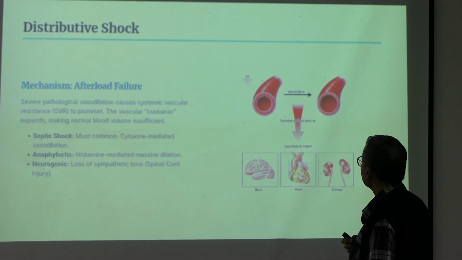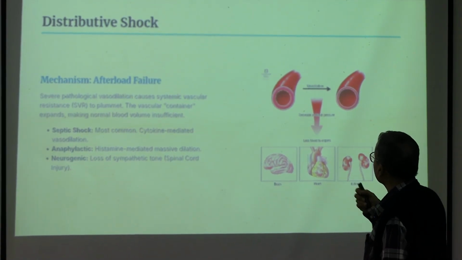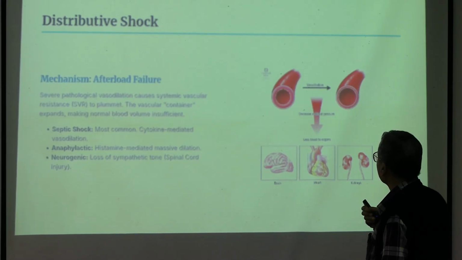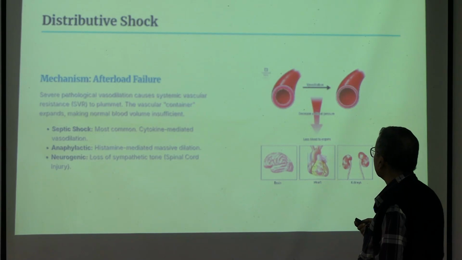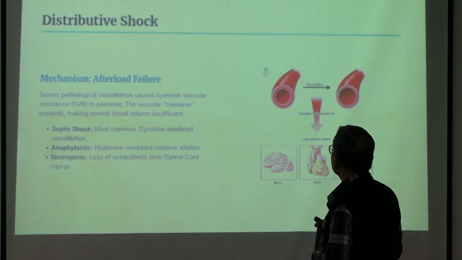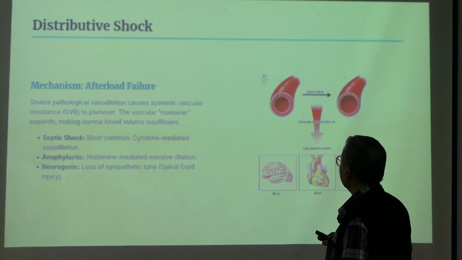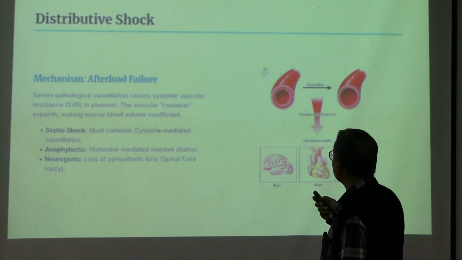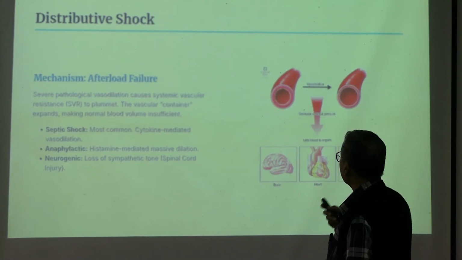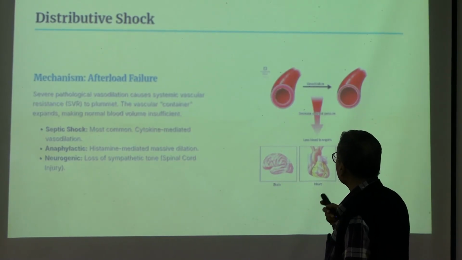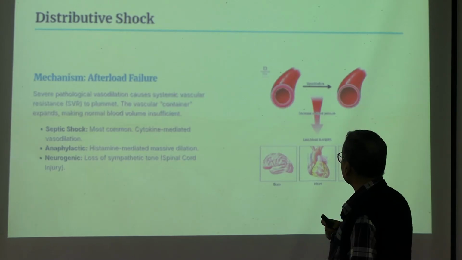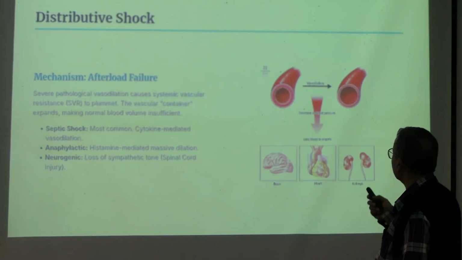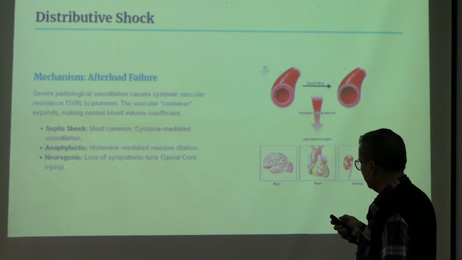Distributive shock. This is afterload failure. Severe pathological vasodilation causes systemic vascular resistance to plummet. The vascular container expands, making normal blood volume relatively inadequate in septic shock. Most commonly cytokine-mediated vasodilation; anaphylactic, histamine-mediated massive dilatation; neurogenic, loss of sympathetic tone. When there is a spinal cord injury, you will find these conditions.